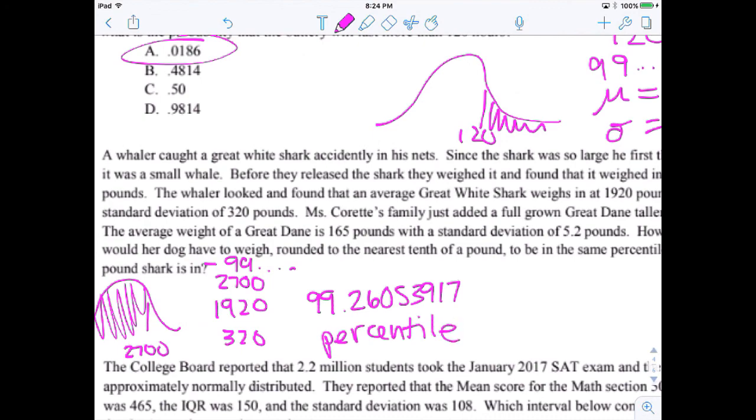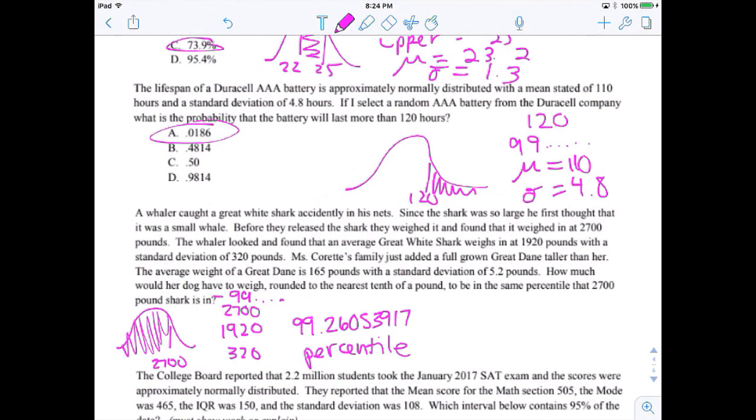Okay, that's his percentile. Now, what weight of the Great Dane would be in that same percentile?